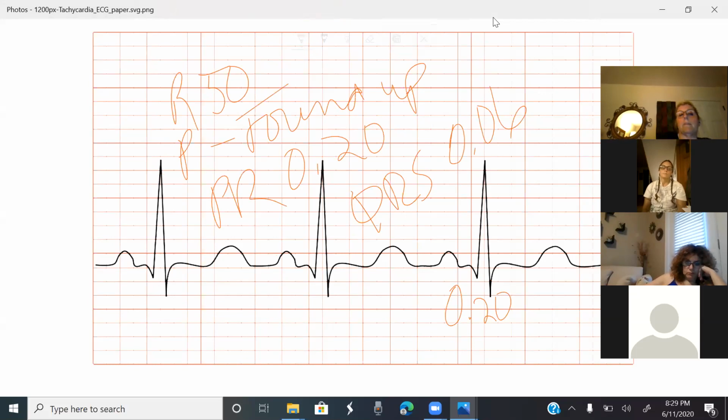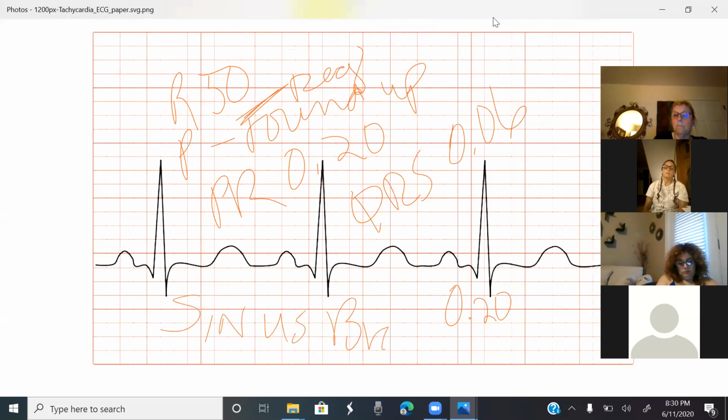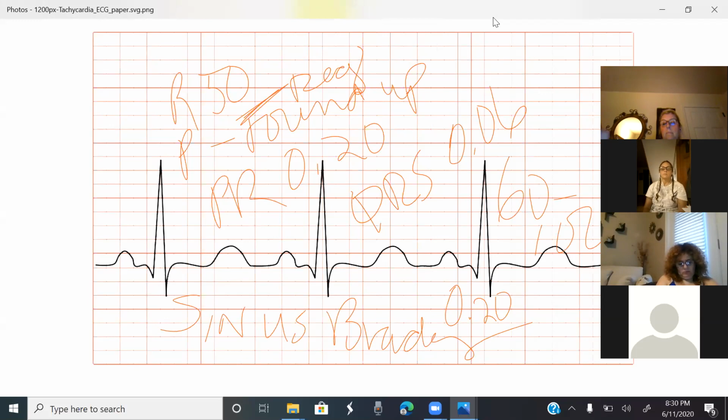Was it regular? Did we say it was regular? We marched it out, yeah. So we have all of this. So can we say that's a sinus rhythm, but we call it sinus Brady? And the only reason is because it's slow. That's why we can't call it normal sinus rhythm, because normal sinus rhythm would be 60 to 100.